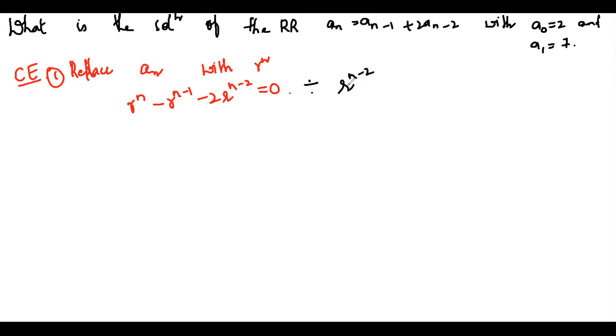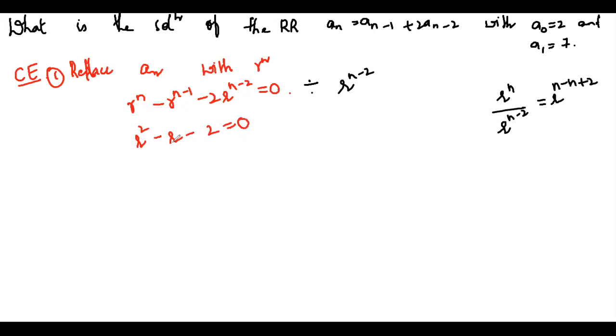When you divide this equation by r power n minus 2, r power n by r power n minus 2, let me write it over here: a power m by a power n is equal to a power m minus n. So we will get r square. So this is written as r square minus r minus 2 is equal to 0.